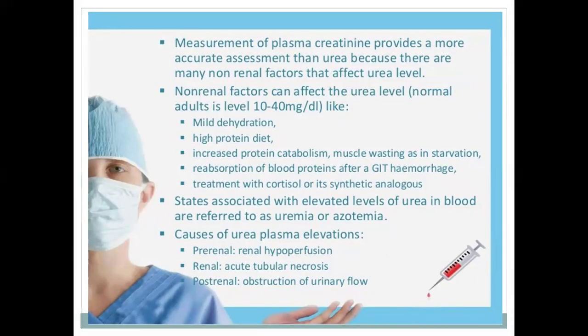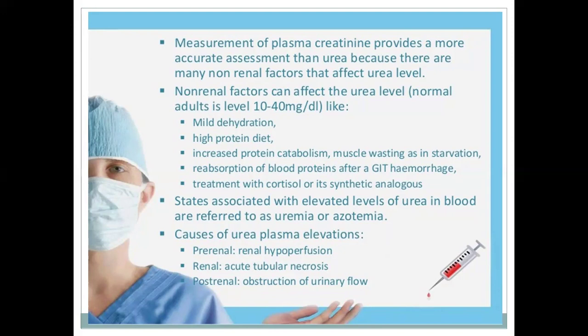Measurement of plasma creatinine provides a more accurate assessment than urea because there are many non-renal factors that affect the urea level. This is already explained to you. Non-renal factors that can affect the urea level include mild dehydration, high protein diet, increased protein catabolism, muscle wasting in starvation, reabsorption of blood proteins after GI hemorrhage, and treatment with cortisol or its synthetic analogs.